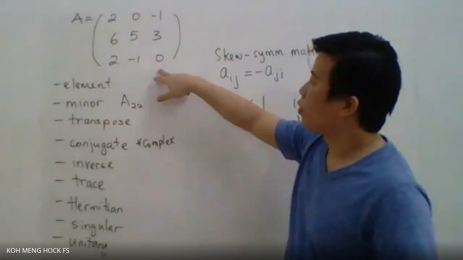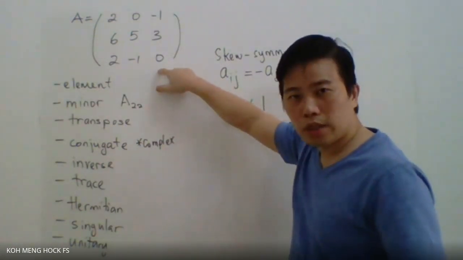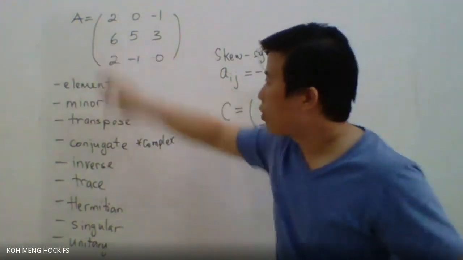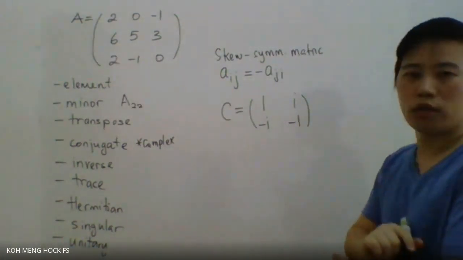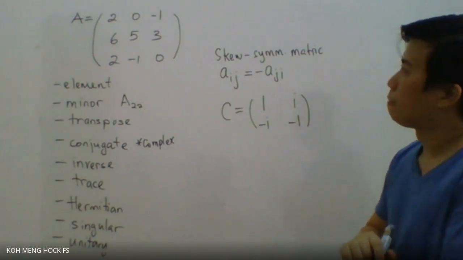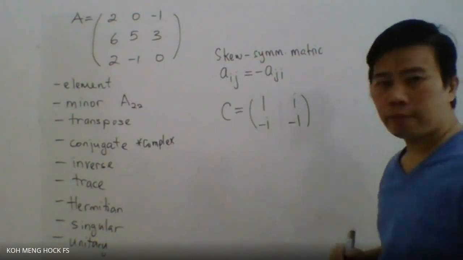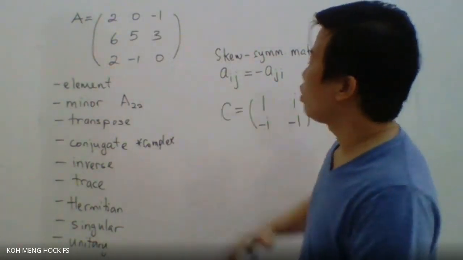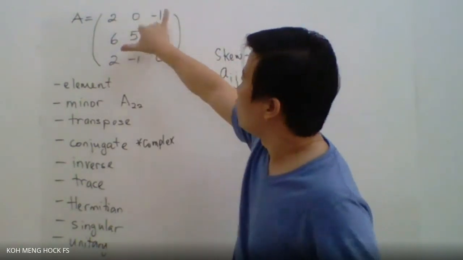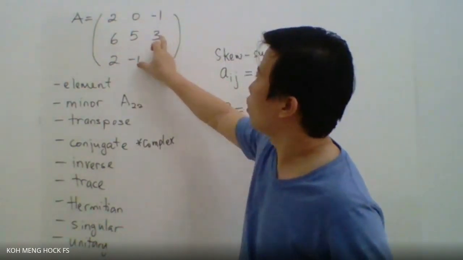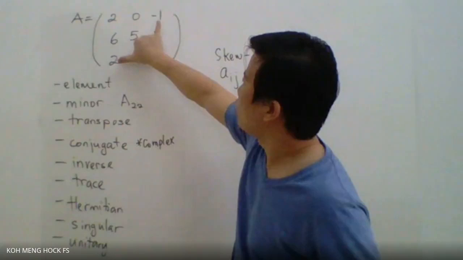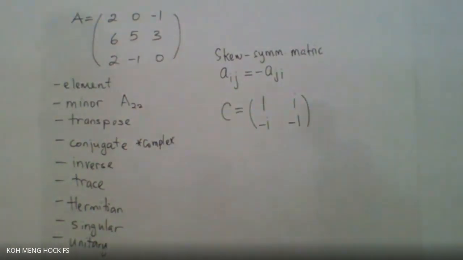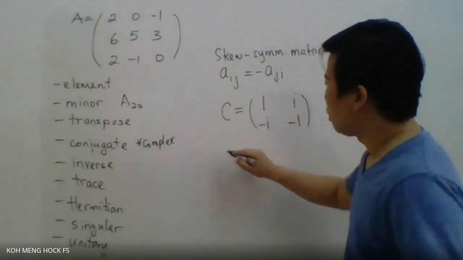If you look at this one, for example, is matrix A a skew symmetric matrix? No, right, Farhan, good. So this is not a skew symmetric matrix because you just have to compare these two, and these two. So 0 and 6 are not the same, minus 1 and 2 are not the same, 3 and minus 1 are not the same. So this is not a skew symmetric matrix.